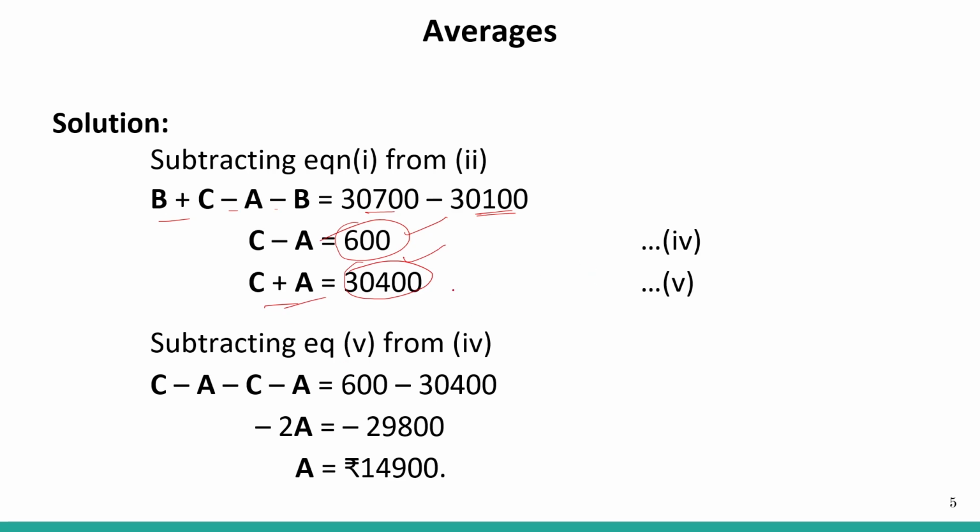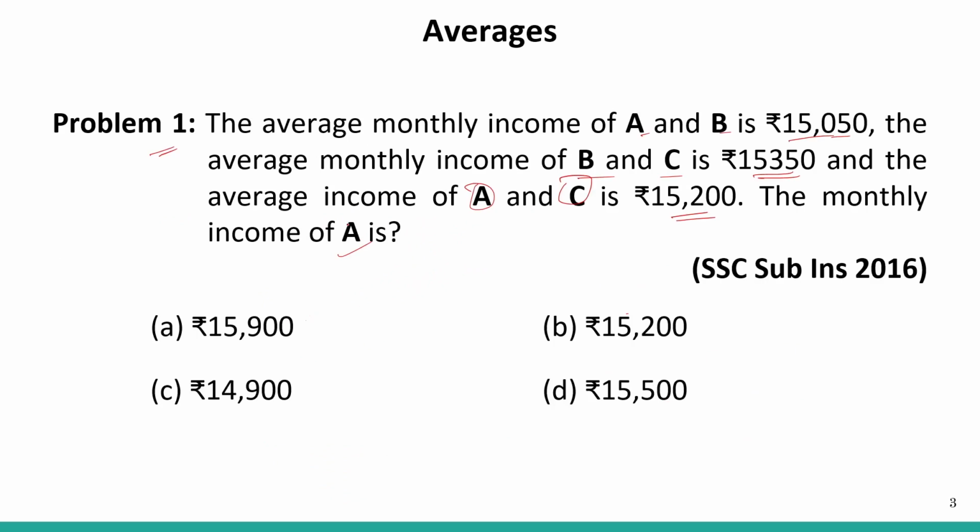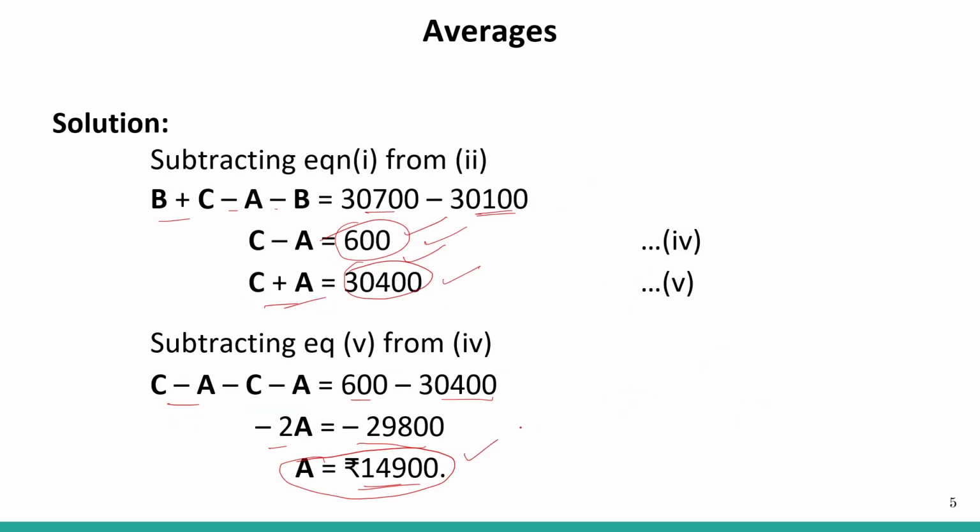So this is equation 5 and this is equation 4, right? So subtracting equation 5 from 4, what we are left with is C minus A minus C minus A. So it will be 600 minus 30,400, so minus 2A is equal to minus 29,800. So A will be 29,800 by 2, that is equal to 14,900. Okay. So the monthly income of A is 14,900. This is the only correct answer here. These are all wrong answers. So this is the correct answer.